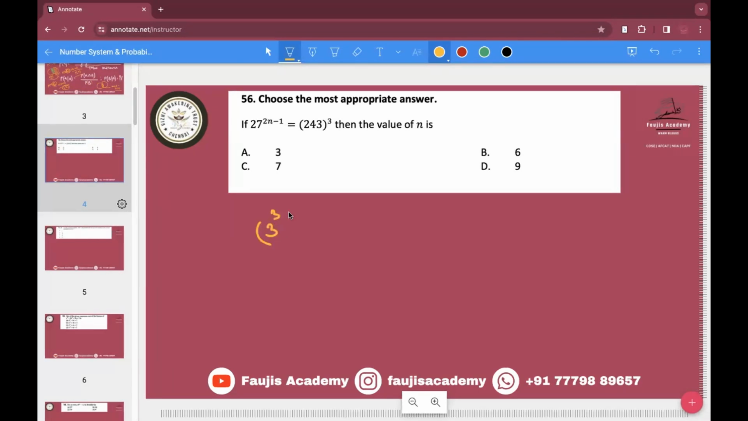3 cube, 2n minus 1. Option A. Who is that? Harita, sir. Let me verify it. You sure, Harita? Yes, sir. Please recheck once, Harita.